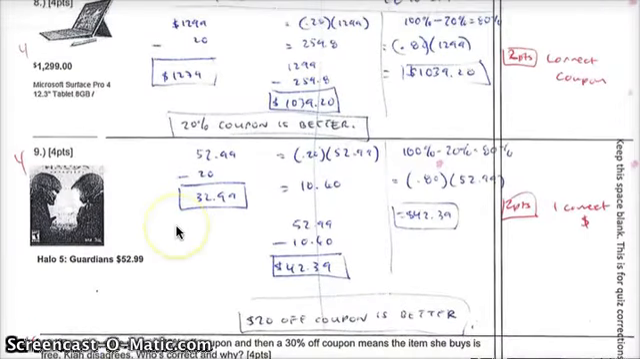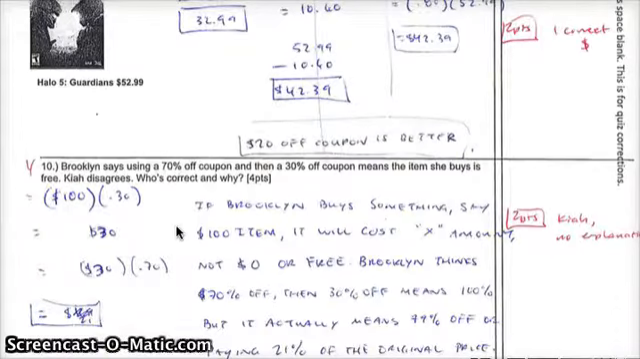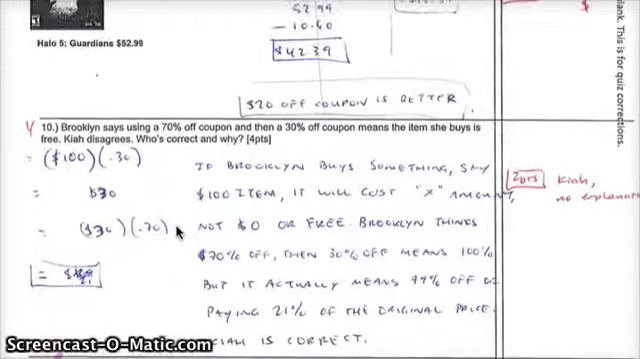Okay, question number 10. Brooklyn says using a 70% off coupon, then a 30% off coupon means that the item she buys is free. Kaya disagrees. Who's correct and why? The correct answer is Kaya. So if you just wrote Kaya with no explanation, I gave you 2 out of 4. So you guessed, I gave you 50%.